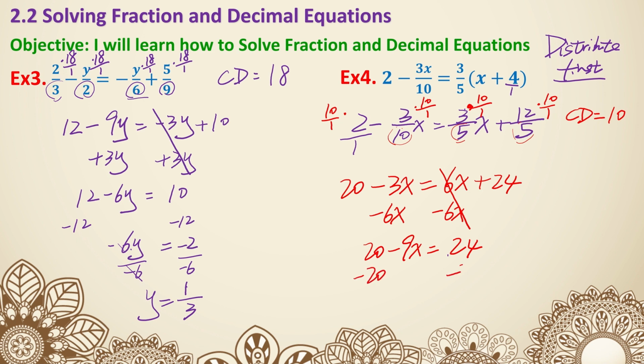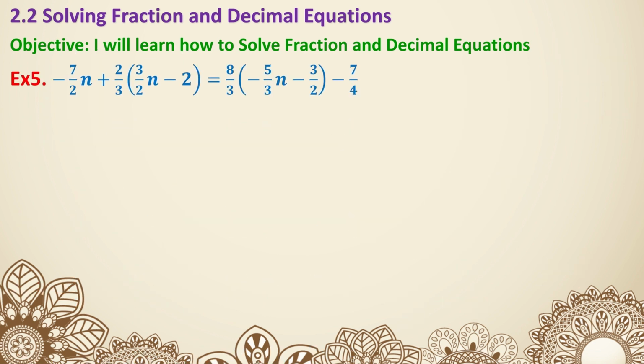Then I subtract 20 on both sides. That gives me negative 9x equals negative 4. Same situation, I have to get rid of the negative 9 by dividing both sides by a negative 9. So final answer, x equals 4 over 9. That is example 4.